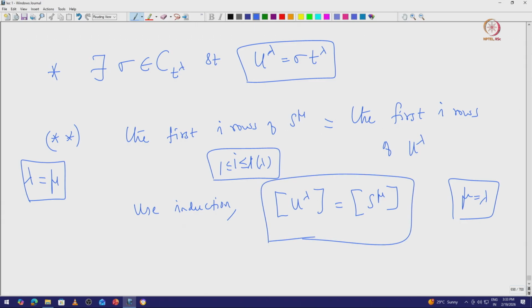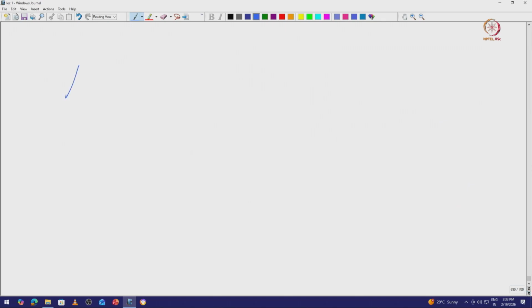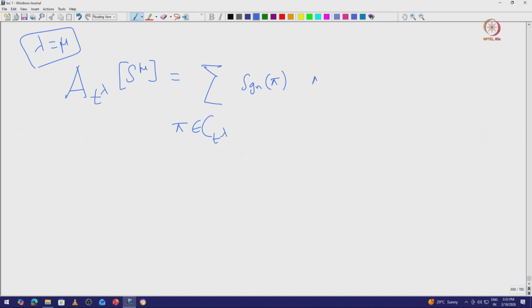So, now using these two observations, let us compute what happens to this A T lambda S mu. Note that this is exactly equal to, again we have this assumption that lambda equals mu, the summation over pi in C T lambda of sine of pi times pi S mu. So, now let us actually use the fact that u lambda is exactly equal to sigma T lambda.